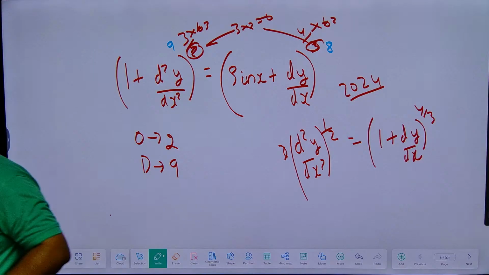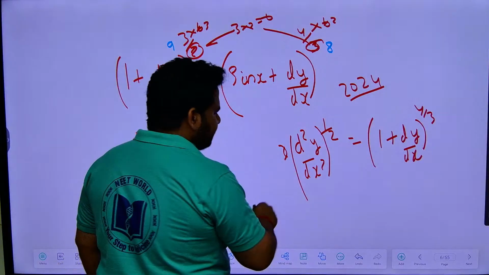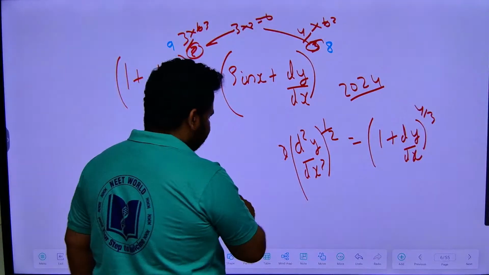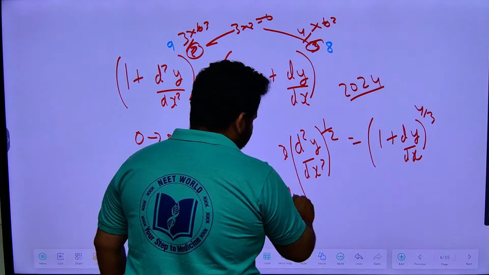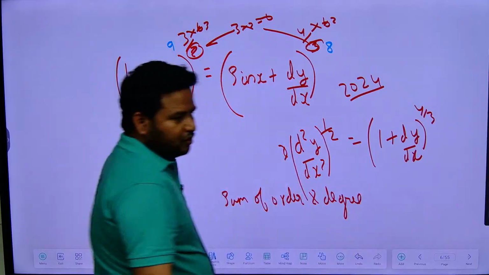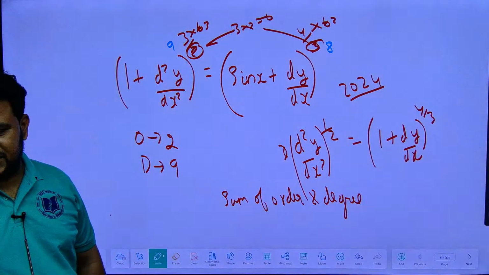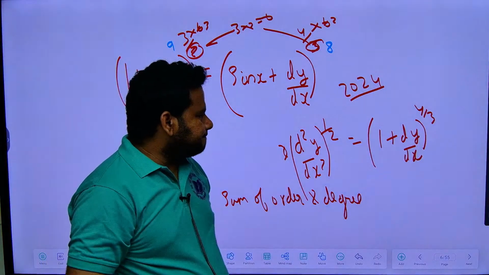So have a look at it. The question that they are asking is, what is the sum of order and degree of this differential equation? I am not writing the options. Okay, so first, what is the order here? It is 2.